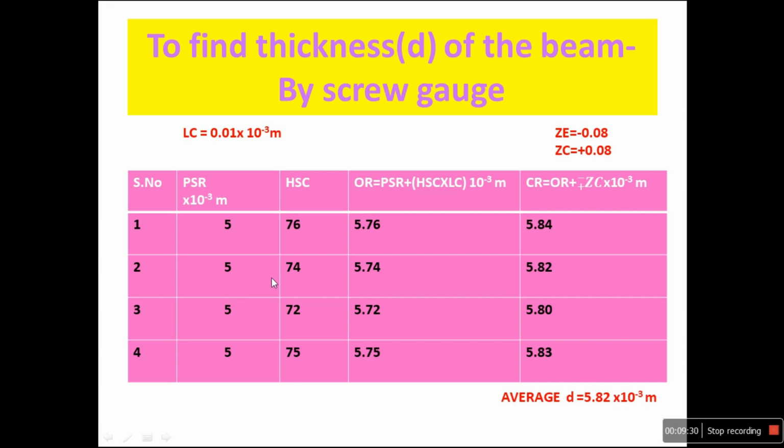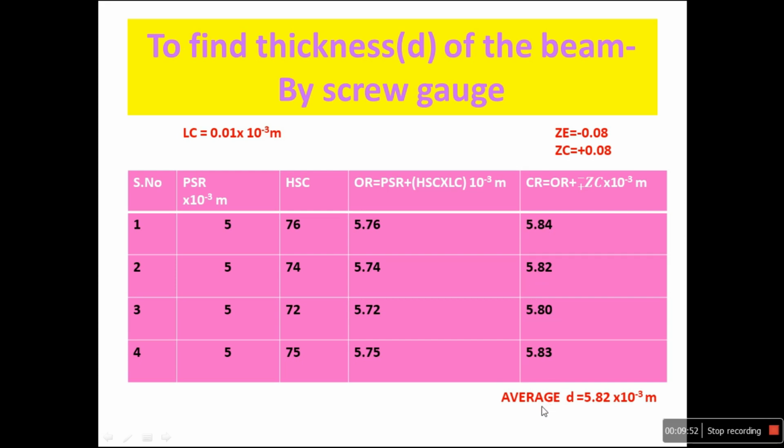And the second reading 574, third reading 572 and 575. So again we calculate the observed reading, it comes around 5.76, 5.74, 5.72 and 5.75. Adding 0.08 to these answers, we get 5.84, 5.82, 5.8 and 5.83.